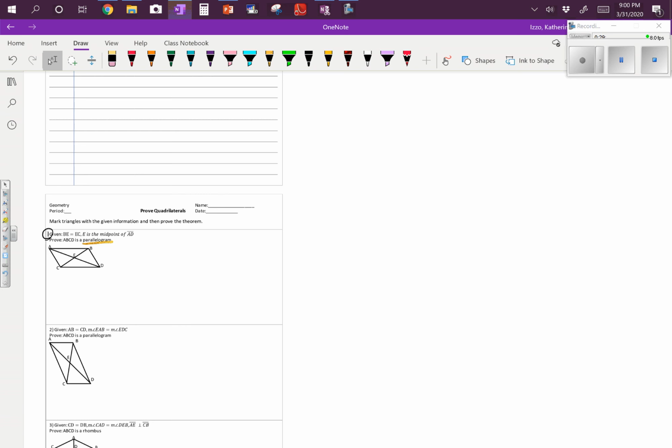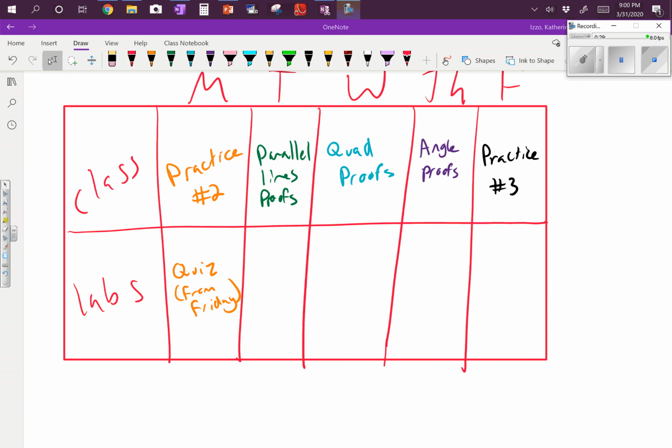For your lab, if we go back to what our mission was today, we've done practice 2, we've done parallel lines. Today we did quadrilateral proofs. Tomorrow we're going to do angle proofs. On Friday, you're going to have that quiz. We're going to save practice 3 for later. The quiz is going to be like practice 3. You're just going to have a short movie on how to do the homework for the angle proofs to make sure you did it right. You're going to have a nice quiz on Friday.